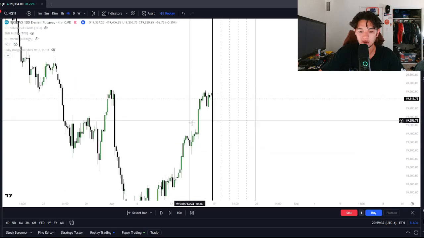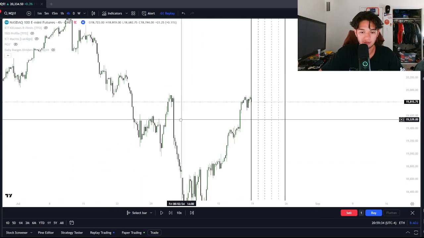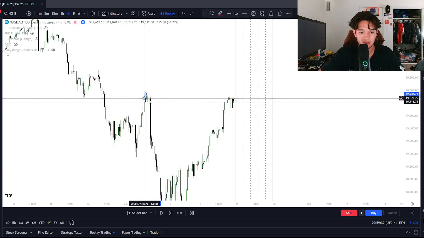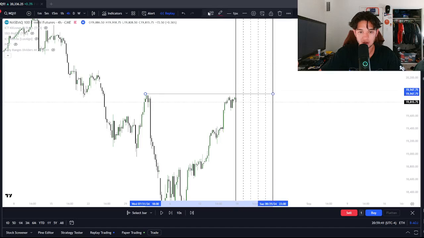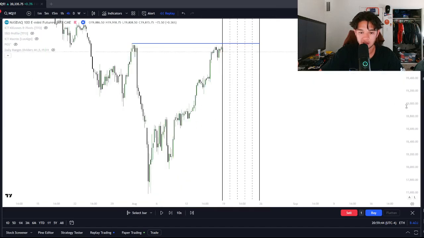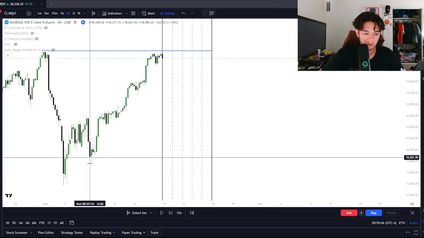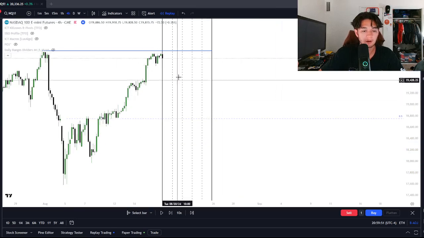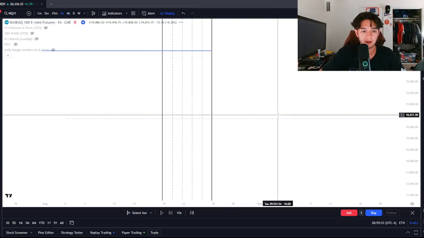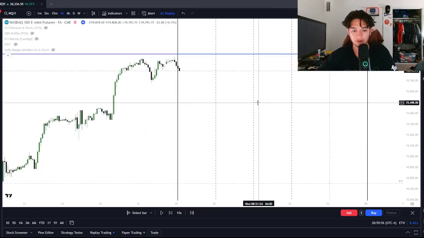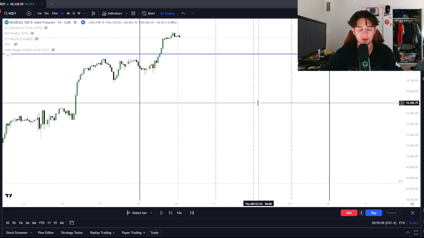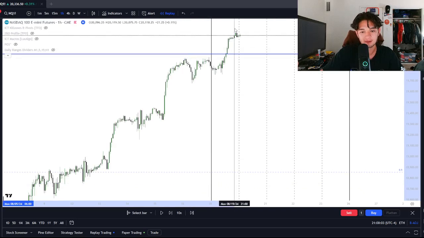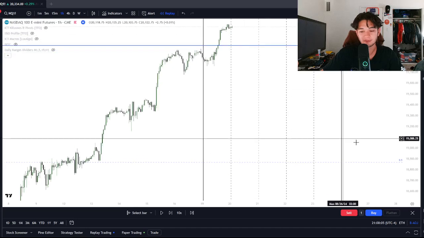So zoom out, get a draw on liquidity. I'd probably want to see us take this liquidity. Take this. And then retrace into equilibrium or something. Something like that. So yeah, let's watch it. Let Monday play out, of course. Monday takes the liquidity. Boom.